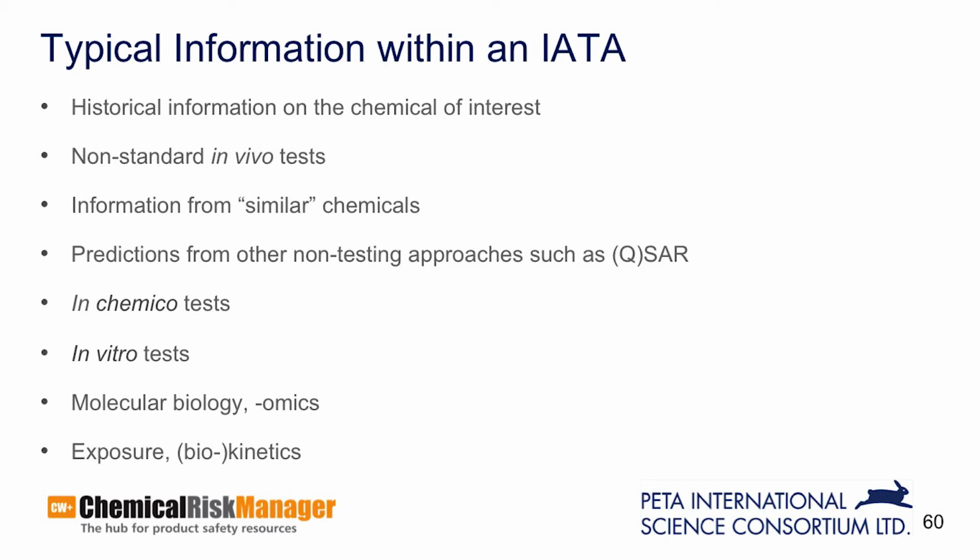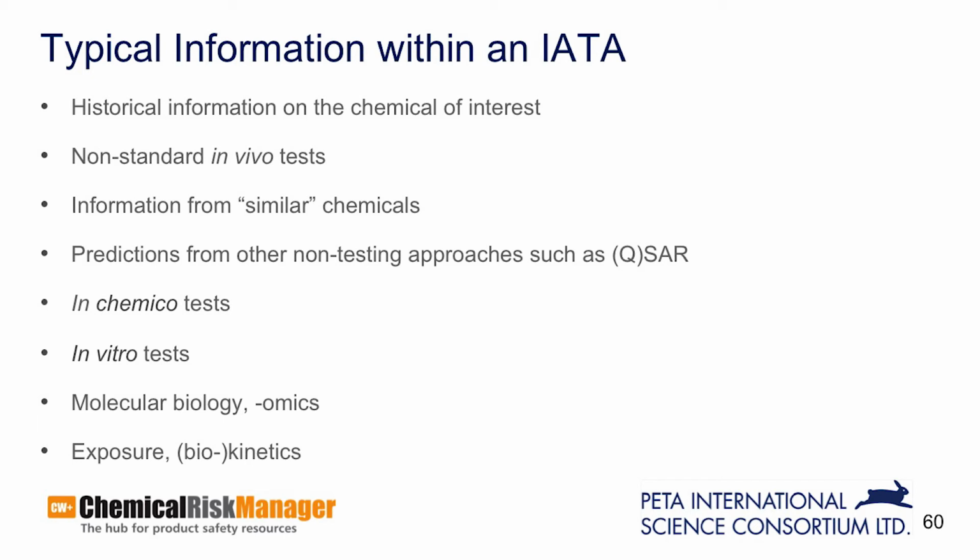So part of this will be historical information on the chemical of interest. So we may go to some of the publicly available databases to find out information on the chemical itself, and possibly also information on similar chemicals. We may find out that there is sufficient information at that point, and that may be sufficient to make a decision. We may also find information on non-standard in vivo tests. So for instance, historical tests that may not have been performed to OECD guidelines or GLP, but may still provide valid data and information.